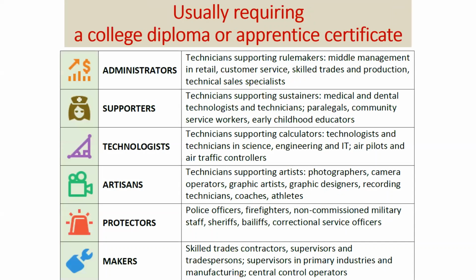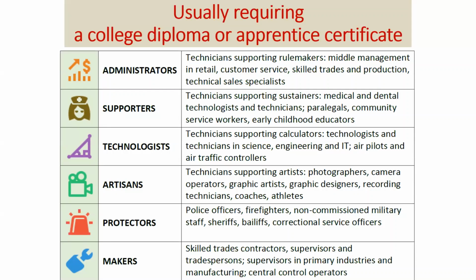So then that second grouping of jobs usually requires a college diploma or apprenticeship certificate. Here we have administrators, and we use the word technicians, and you'll see that the word technician is regularly used because many of these jobs are usually kind of in aid of the jobs we just looked at. Administrators are typically supporting rule makers. They're middle managers, or they have administrative roles in offices, or they're specialists, sales specialists in categories like wholesale trade, or real estate agents, or insurance brokers.